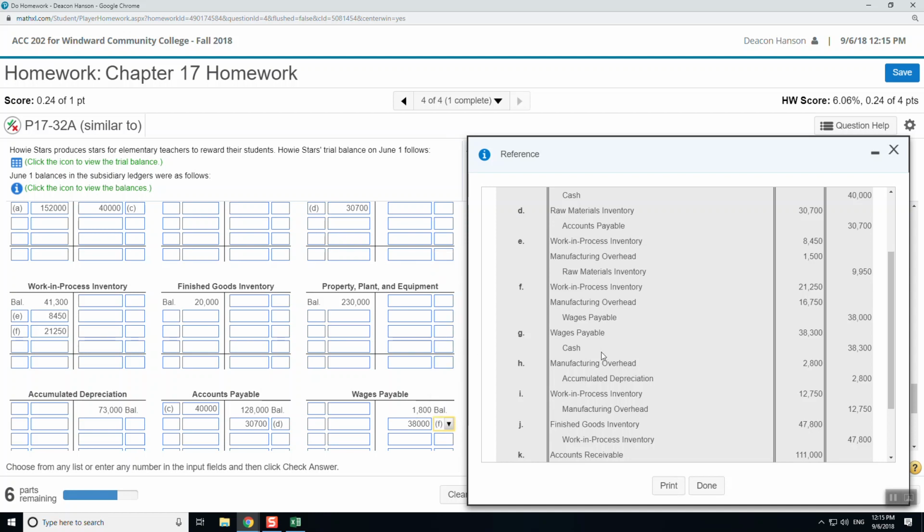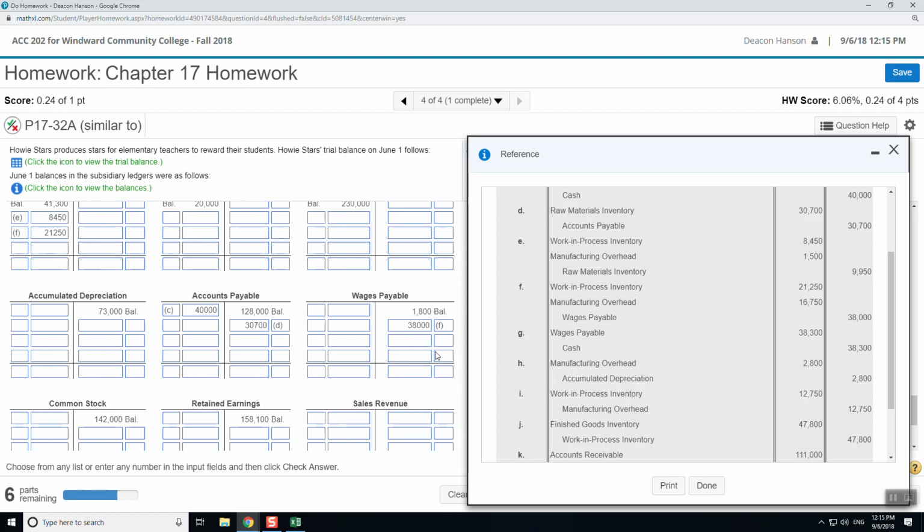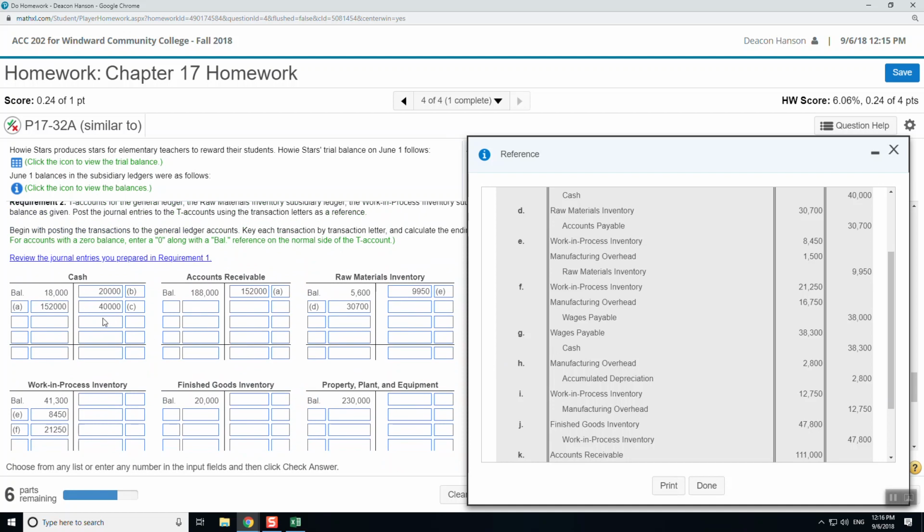Nicely done. G. So we're right on that same account, wages payable. That gets a debit, 38,300. G. And that's a credit to cash, 38,300. Are you guys looking closely at what I'm doing? Feel free to stop me if you see a mistake as I go.